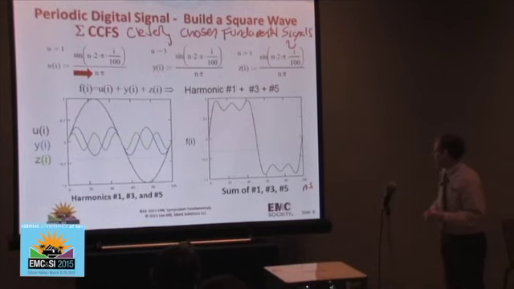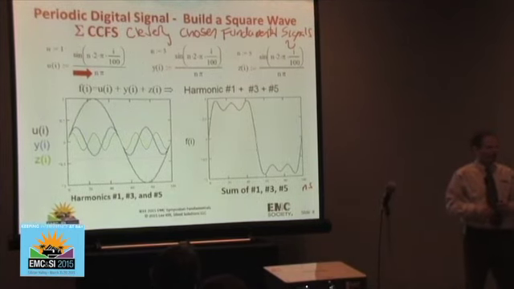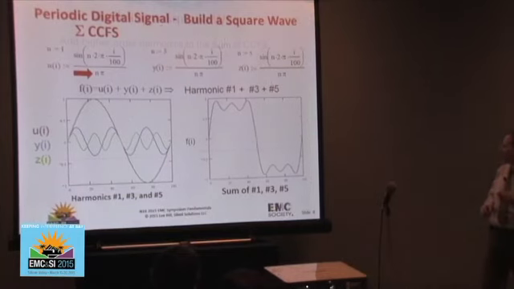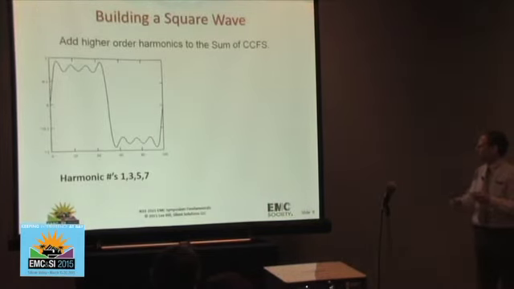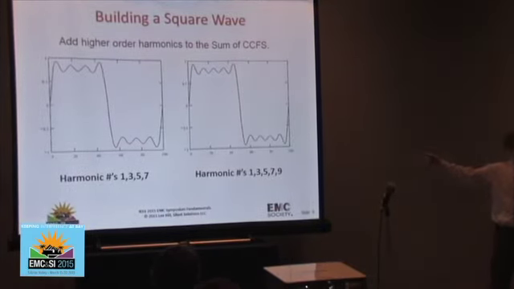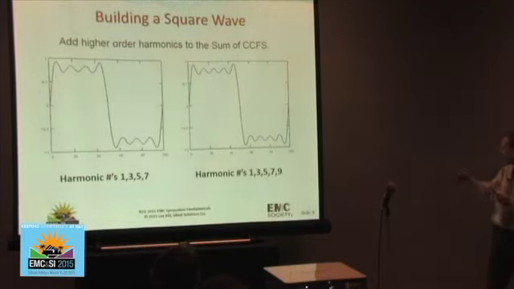Nobody wants a 20 nanosecond edge rate, 20 megahertz square. Right? It's too slow. So how are we going to make it faster? We're going to add more harmonics, right? So let's add number 7 to the mix. Let's add number 9 to the mix. Now we have, if it was a 10 megahertz square wave, now we have 10, 30, 50, 70, 90, and now we look at the edge and we go, oh, that's a little bit better, right?